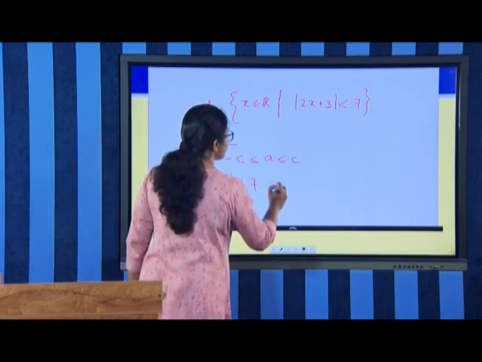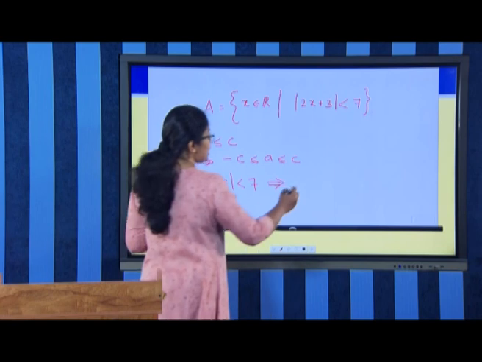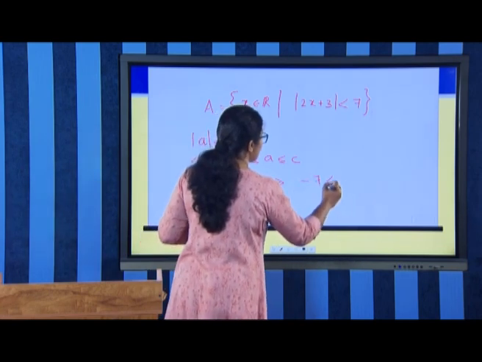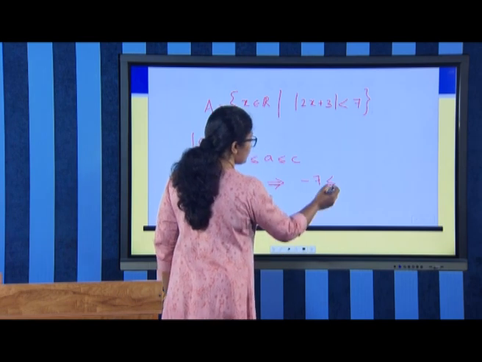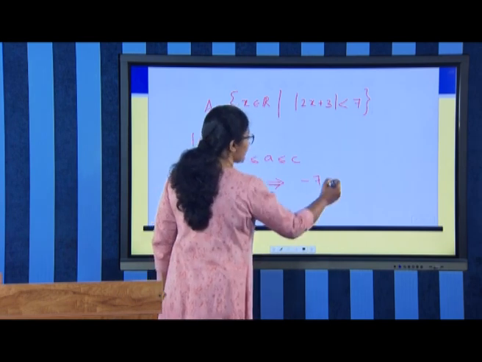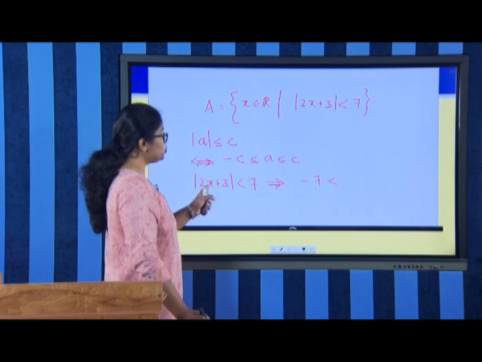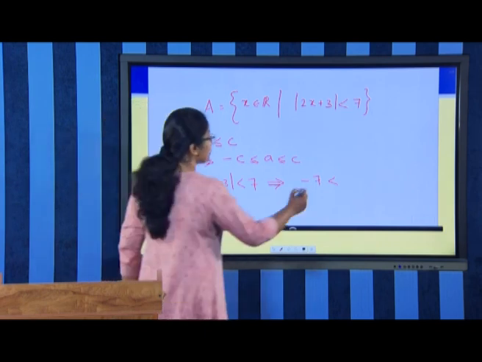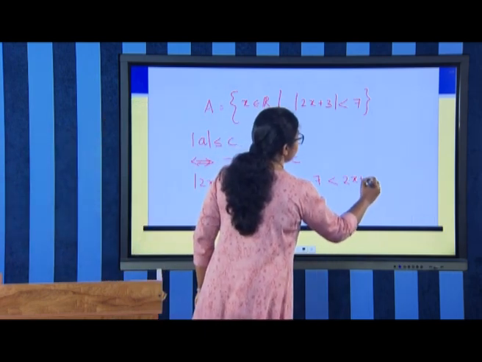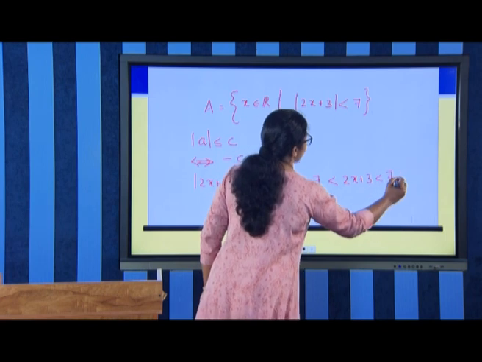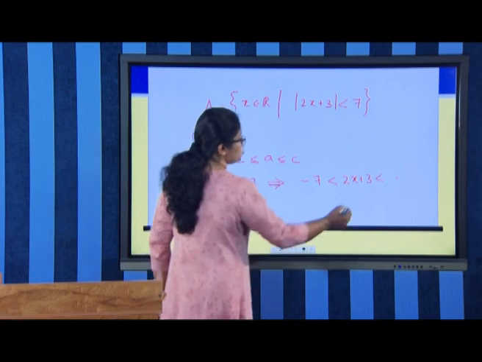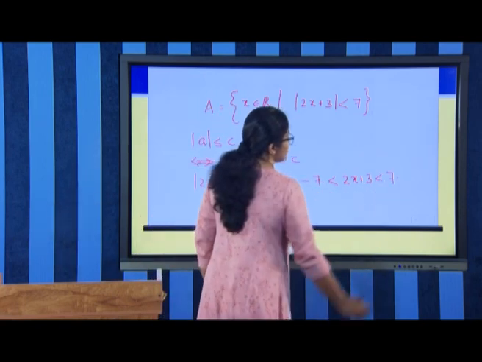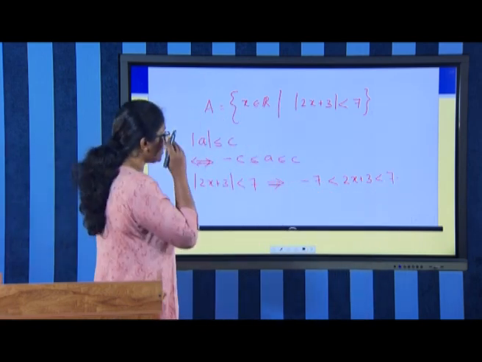So, how can we write this in an equivalent condition or equivalent inequality? We can replace this by negative 7 less than, it is strictly less than, because we are not given less than or equal to. So, we can write it as strictly less than 2x plus 3 is less than 7.